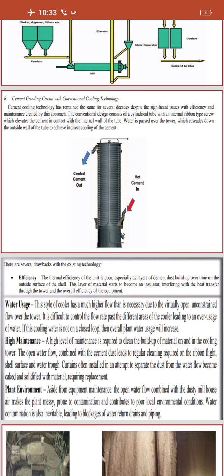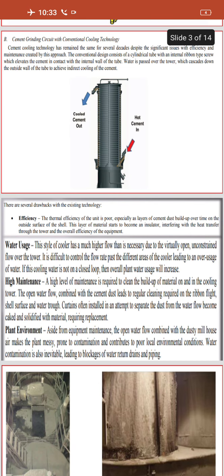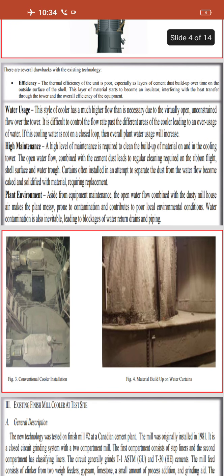Cement grinding circuit with conventional cooling technology. Cement cooling technology has remained the same for several decades despite the significant issues with efficiency and maintenance created by the approach. The conventional design consists of a cylindrical tube with an internal ribbon type screw which moves the cement in contact with the internal wall of the tube. Water is passed over the top and flows down the outside wall of the tube to achieve indirect cooling of the cement. There are several drawbacks with the existing technology.